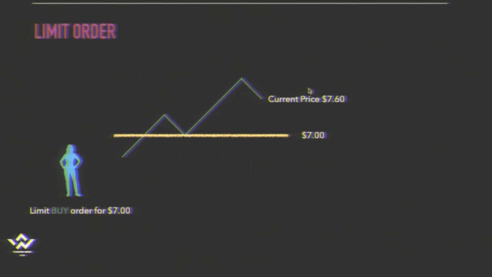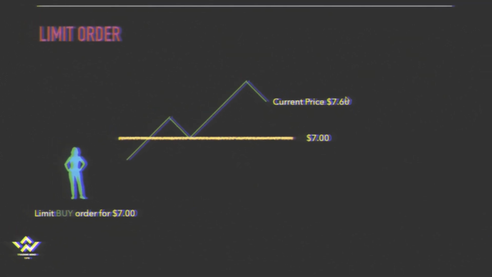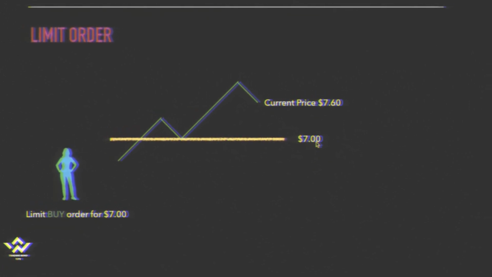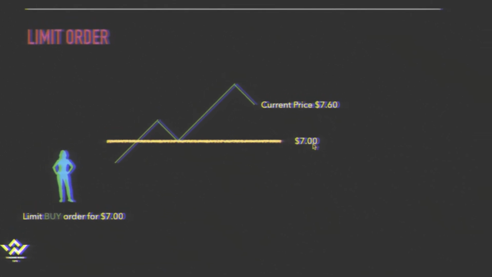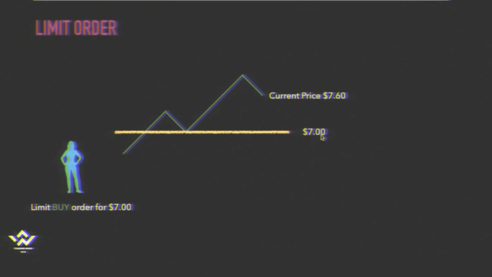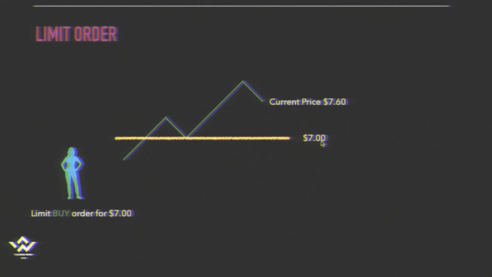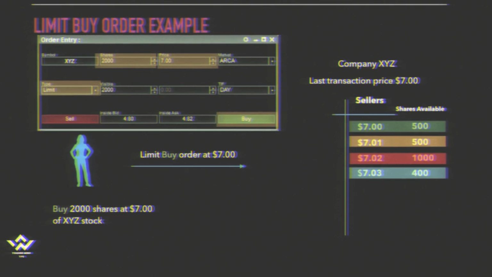Let's say that the current trading price of the stock is $7.60, and you only wanted to buy if the stock comes down and reaches $7. In this case, you would use a limit buy order set to $7. Your order will be sent to the trading floor, but it will not execute until the current price comes closer to $7 and there is a seller willing to sell you shares at $7. Remember, since we are buyers, we have to purchase shares from someone who is selling.